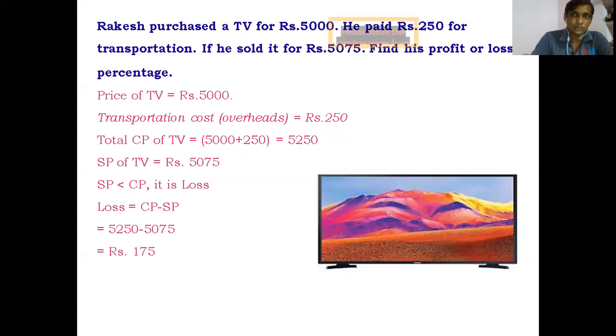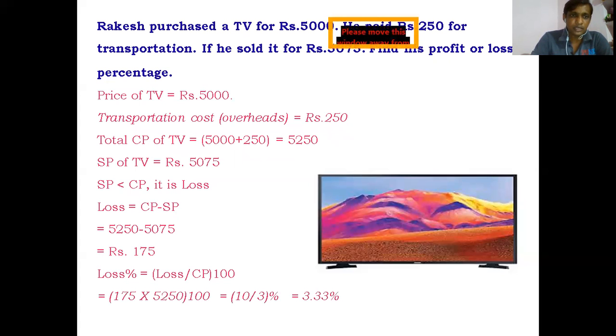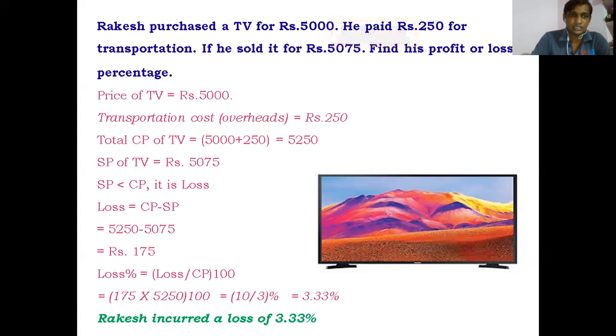Then I need to calculate the loss percentage. Loss percentage is equal to loss by CP into 100. That is 175 by 5,250 into 100, which is equal to 10 by 3 percent, that is 3.33% approximately. That means Rakesh incurred a loss of 3.33%. That is 175 by 5,250. It is not into, it is divide.